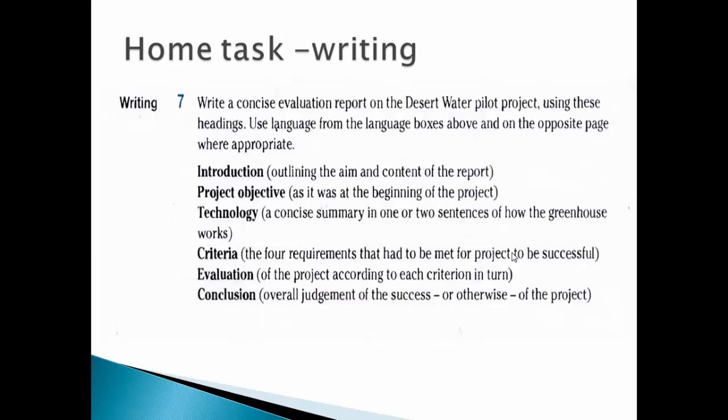Home task. Write a concise evaluation report on the desert water pilot project using these headings. Use language from the language box above and on the opposite page where appropriate. So the structure is given: introduction, project, objective, technology, criteria, evaluation, conclusion. You can use previous slides to complete this, and the bracket definition will help you to complete this task.